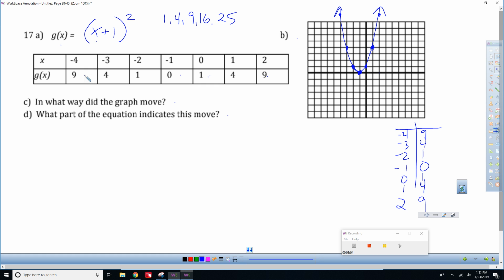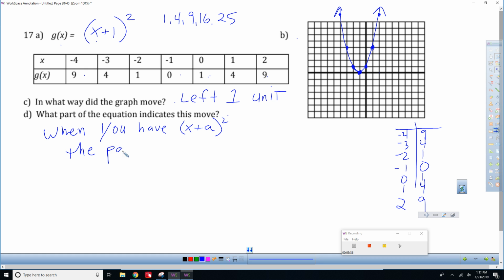In what way did the graph move? Left 1 unit. Okay? What part of the equation indicates the move? When you have x plus a squared, the parabola moves what, Carson? Left a units. Does that help?